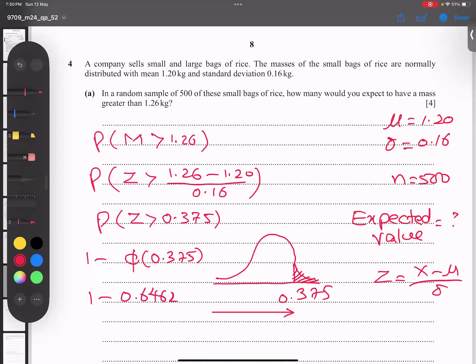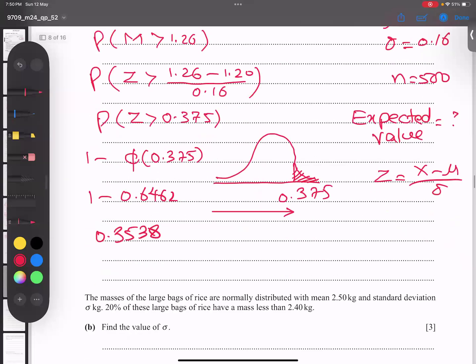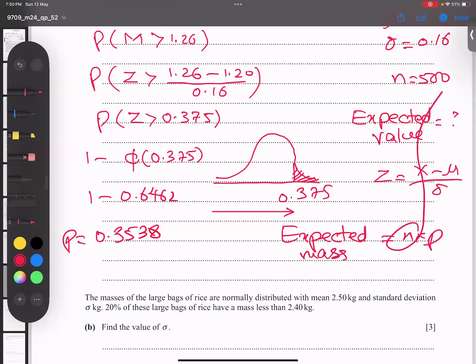So students, 1 minus 0.6462. This is my answer, 0.3538. And this is the probability. Now we go for the expected value of mass. What is the expected value formula we have? It is n times p, where n is the sample size and p is the probability of that favor.